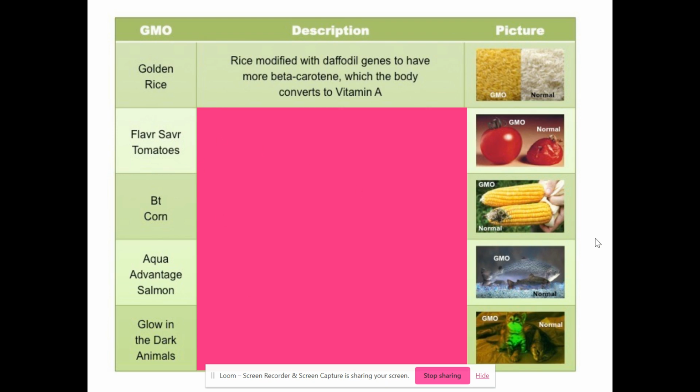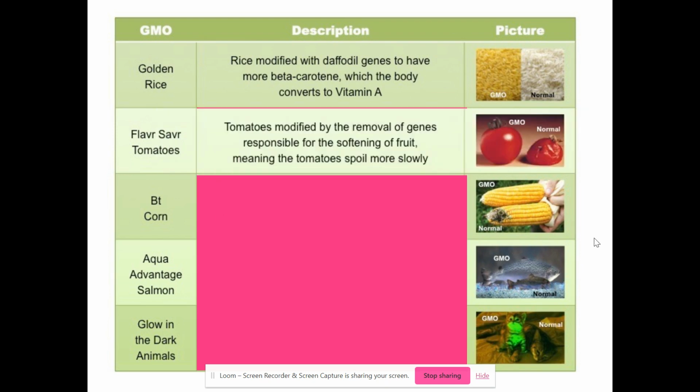Flavor Saver tomatoes. So the Flavor Saver tomatoes came about in the 90s, which seems like forever ago. You all didn't even experience the 90s, but these have since gone by the wayside. So they came and they've went. But what they were known for is that they lasted longer. They spoiled more slowly. But the name Flavor Saver is kind of misleading because the reason they were trashed is that they really didn't taste good. So what's the point?